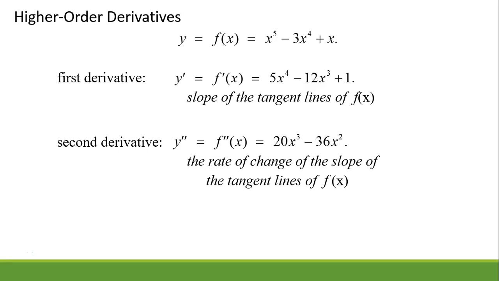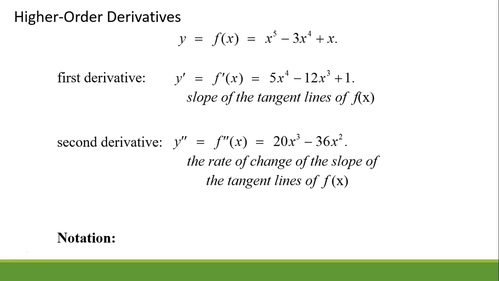A second derivative tells us about the rate of change of the slope of the tangent lines to the curve. In other words, how fast are the slopes changing as we move along the curve from left to right.